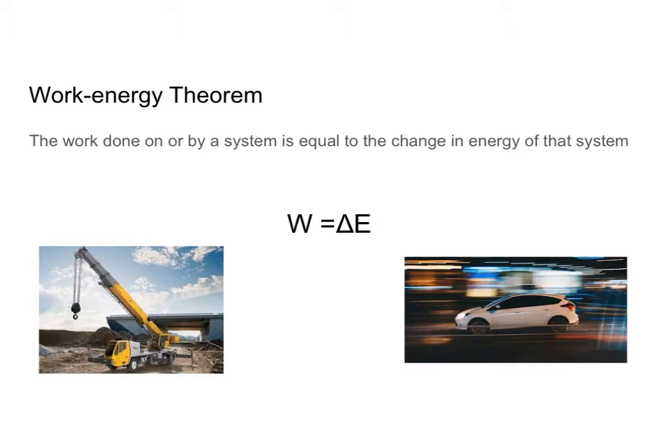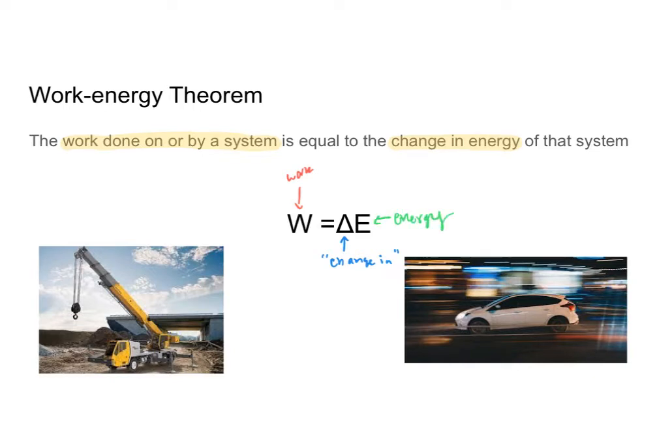So the work-energy theorem states that the work done on or by a system is equal to the change in energy of that system. In other words, work, W, is equal to delta E, with delta meaning the change in energy.